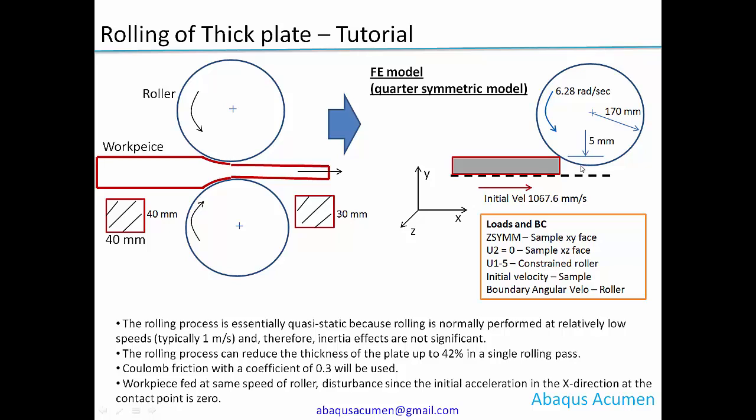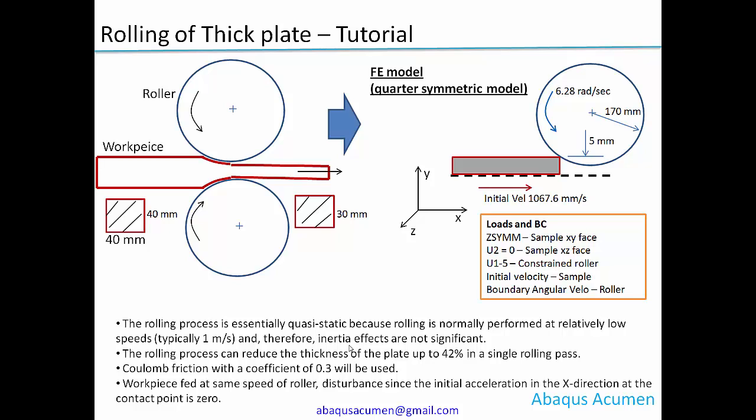And this simulation we are doing in the Abaqus explicit dynamic condition. Although we know this rolling process is performed at very low speeds, typically 1 meter per second, there won't be any inertia effects for this kind of rolling process. Although we are using Abaqus explicit, we will be attaining the quasi-static condition, so that the inertia effect will tend towards zero.